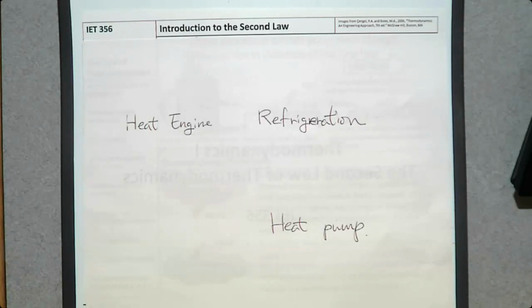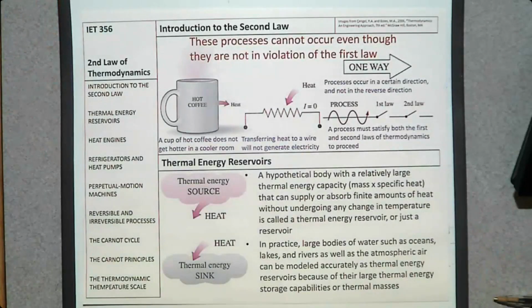Okay, so to study these thermodynamic cycles, we need to understand what is thermal energy reservoirs. So we are going to study what is thermal energy reservoir. It's a hypothetical body with a relatively large thermal energy capacity. That means the amount of these thermal energy reservoirs are abundant. Therefore, even though there is a heat transfer, the temperatures, the properties of these thermal energy reservoirs do not change.